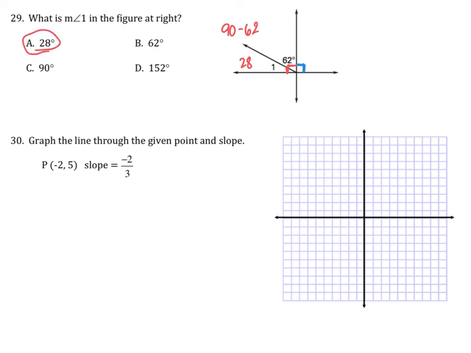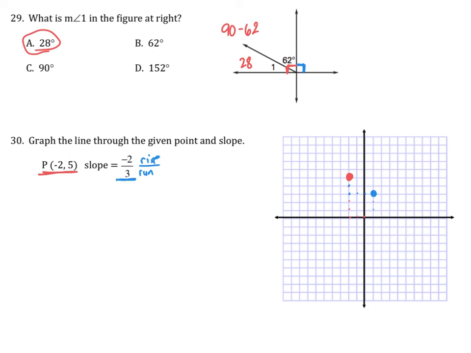And now on 30. If I have a point at negative 2, 5, I'm first going to graph that point. So I go from 0, 0, 1, 2, negative 2, up 5: 1, 2, 3, 4, 5. There is my point, negative 2, 5. Now I use a slope of negative 2/3. Remember, we have rise over run for slope. So a rise of negative 2 would mean I go down 2 and run 3 to the right: 1, 2, 3. There's my next point.